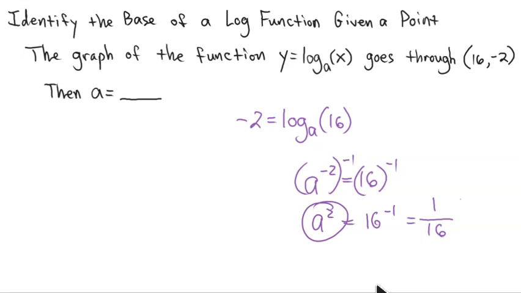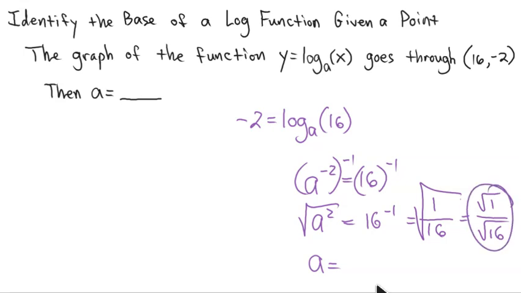And so now to solve this a squared, I'm going to take the square root of this side, and I'm going to take the square root of this side. This is just going to become a. So a is going to be the square root of 1 over 16. If we take the square root of a fraction, we can change it into the square root of the numerator divided by the square root of the denominator. This is a legal move. So this is going to be the square root of 1 over the square root of 16.